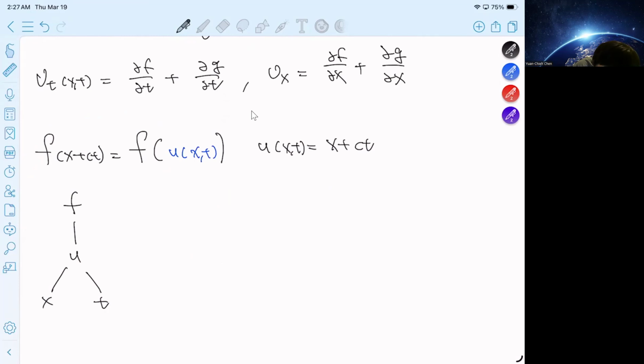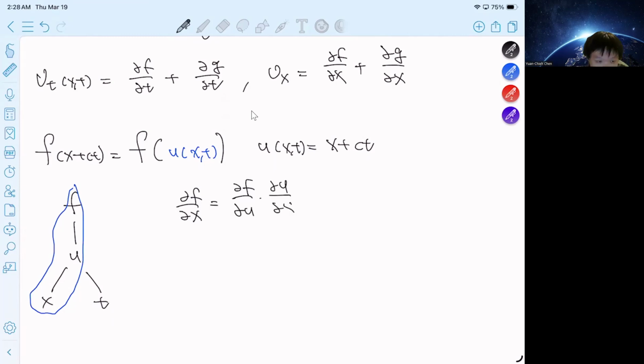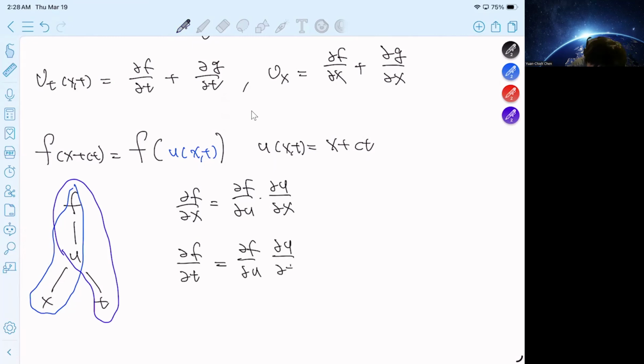So partial f partial x, we have to follow this path. So this will be partial f partial u times partial u partial x. Similarly, partial f partial t will follow this path, partial f partial u times partial u partial t. That's it. You don't have to do any fancy trick. We just draw out a dependence chart and everything is clear.